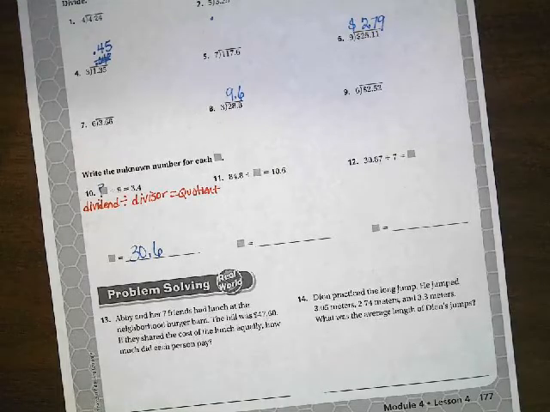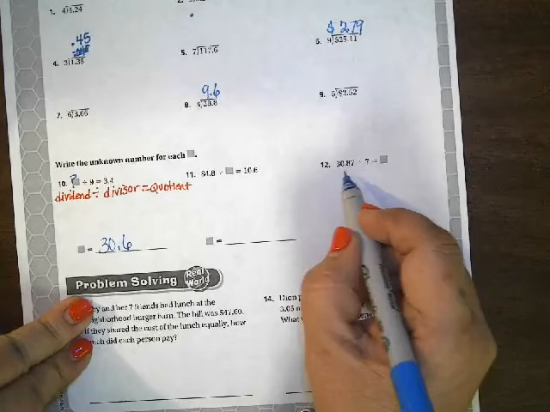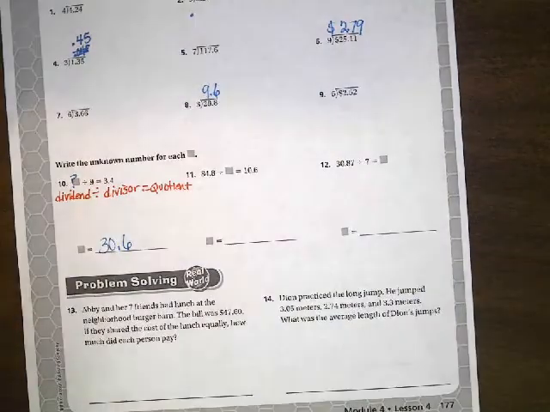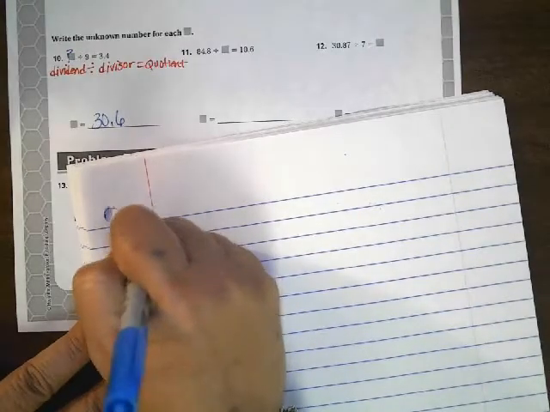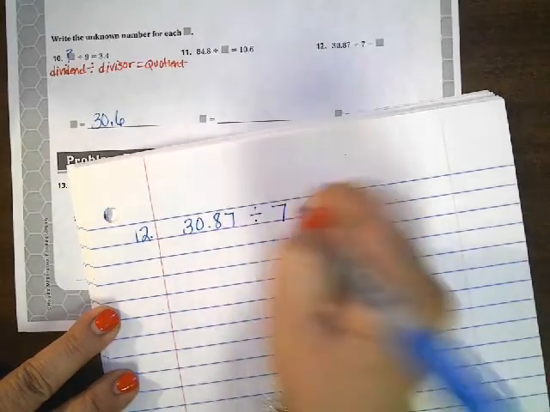All right, and I'm probably going to stop this video soon enough so we don't have it too long, we can have it in chunks. All right, looking at number 12, 30 by 7. So I'm going to get to another sheet of paper. So here we go. I'm on number 12. 30 87/100. Divide that by 7.